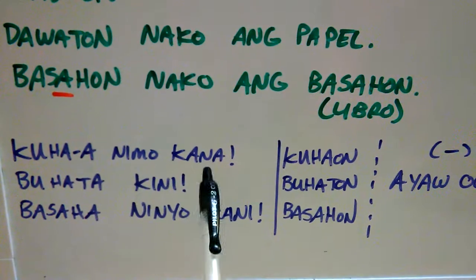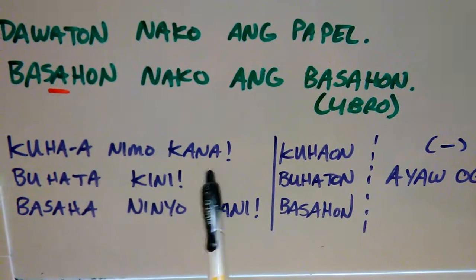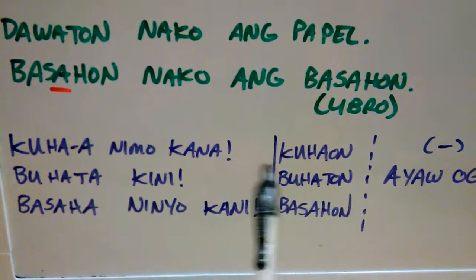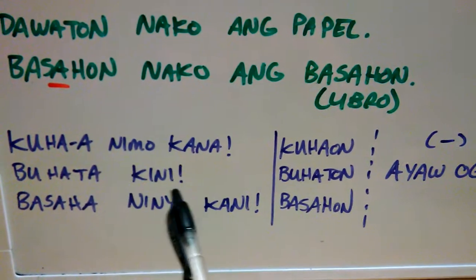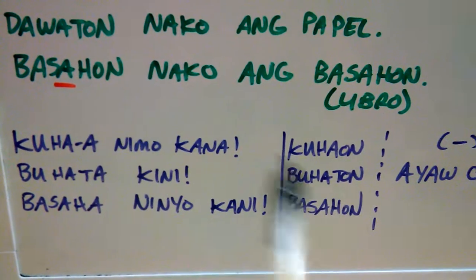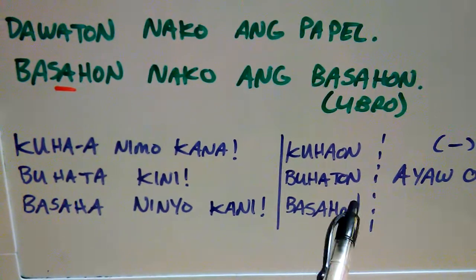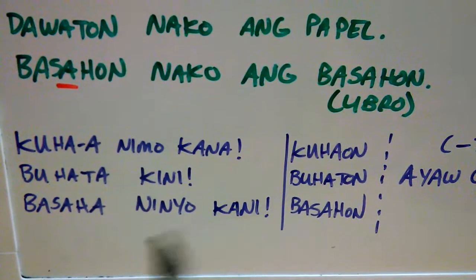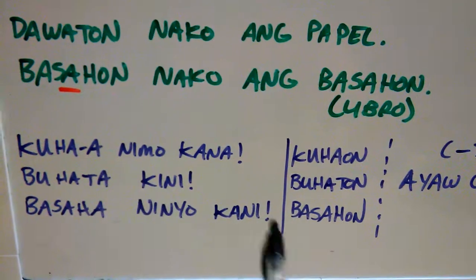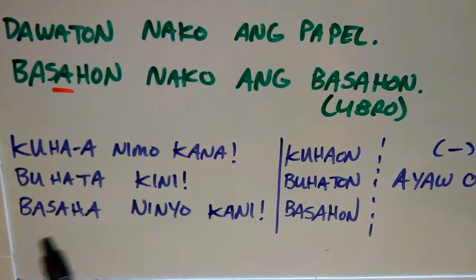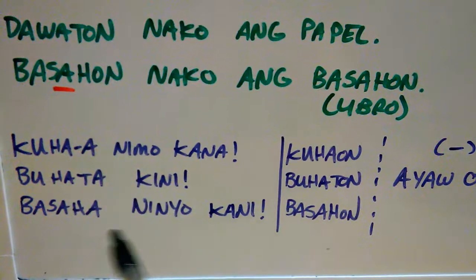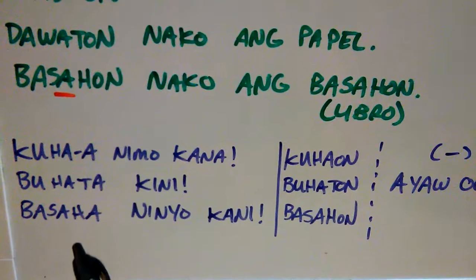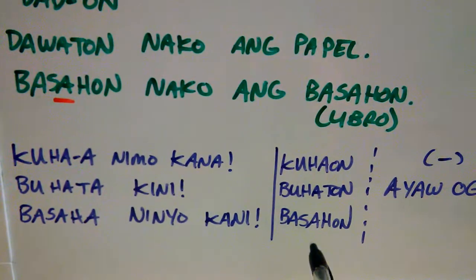So kuhaon nimo kana means you will get that. But kuhaa nimo kana means get that, right? Buhata kini, do this. Buhaton kini, you will do this. Basaha ninyo kani changes to basahon ninyo kani. So instead of saying y'all read this, it's saying you all will read this, okay? It's not imperative anymore. If I use this, it's imperative. If I use this, it's not imperative.